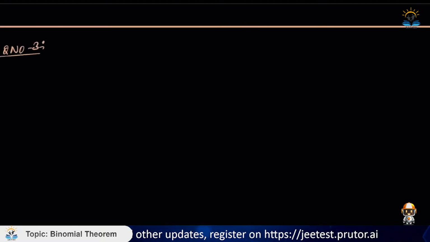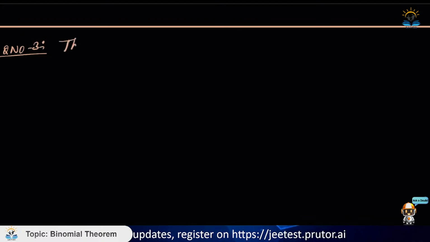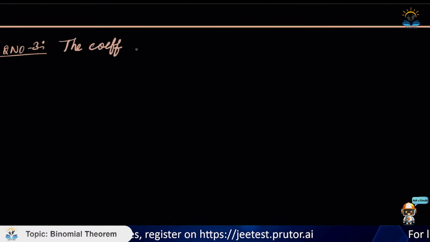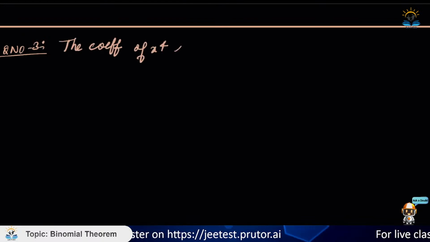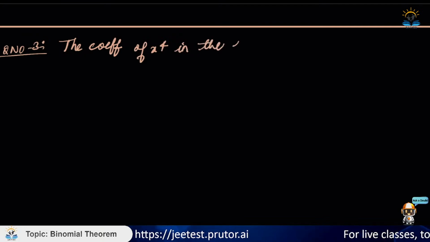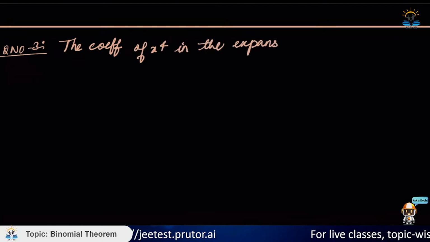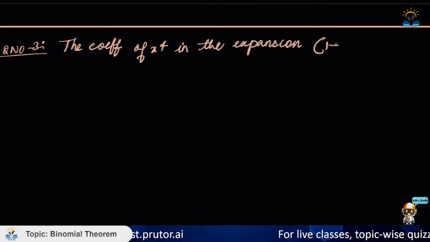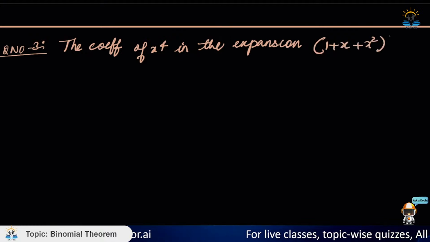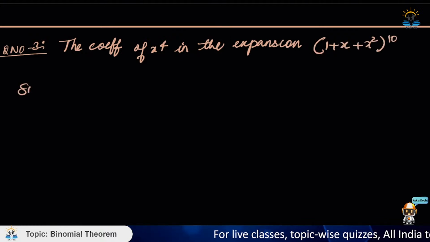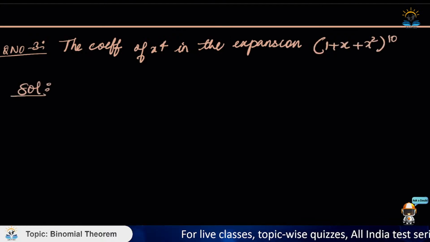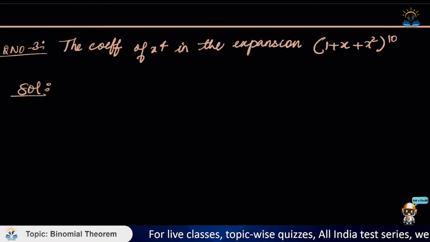Okay, so now question number 3 came, the coefficient of x to the power of 4 in the expansion of (1 plus x square) to the power of 10. So now the solution comes. In the solution, let us write the general term of the expression.